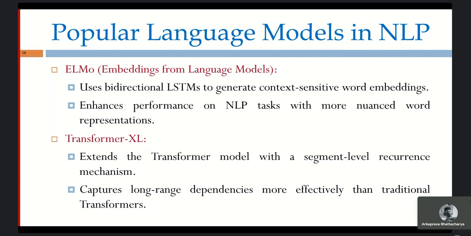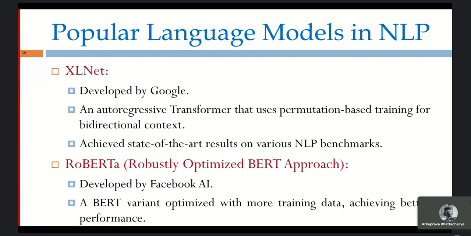This is an extension of the transformer model that addresses the fixed length context limitation by introducing a segment level recurrence mechanism. Next you have XLNet. Even this was developed by Google. Then you have RoBERTa, that is robustly optimized BERT approach, which was developed by Facebook AI.